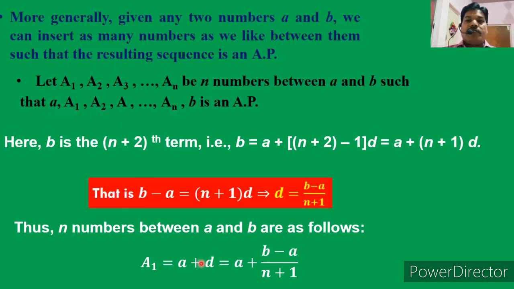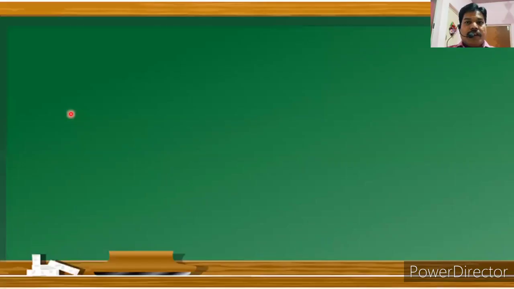So what is the d value? D is nothing but b minus a by n plus 1. So A1 can be taken as a plus b minus a by n plus 1. So that is the first arithmetic mean. See the A2. What is A2? A2 is nothing but the third term. How can you write that? A plus 2d. What is the d? D is nothing but b minus a by n plus 1.